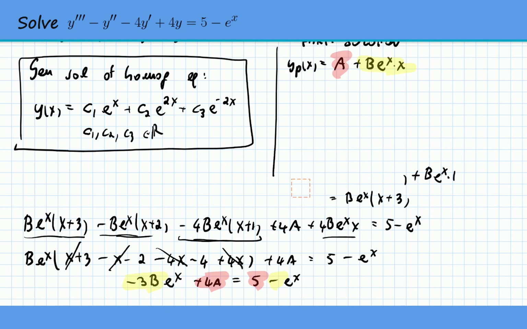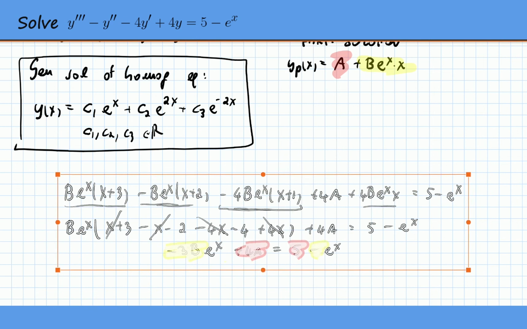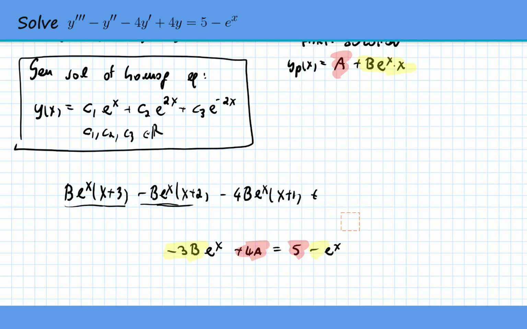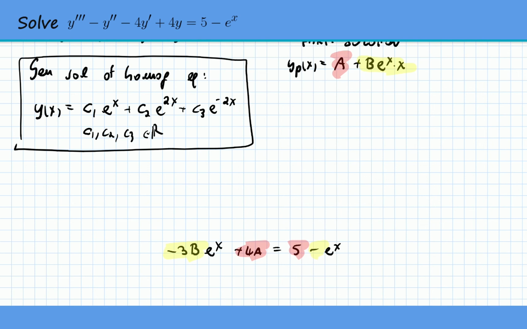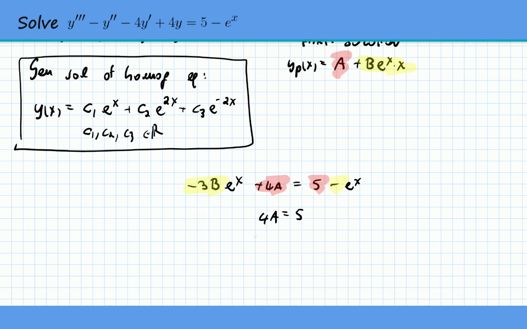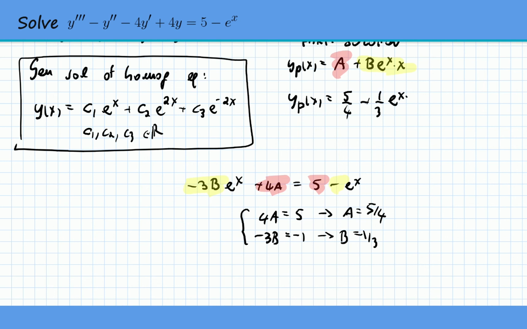So let's erase these previous computations. And actually all of this, you can pause the video if you need to look at them. But we obtain that 4a must be equal to 5 and minus 3b must be equal to minus 1. So a is 5 over 4 and b is 1/3, meaning that my particular solution is a, which is 5 over 4, plus b, so plus 1/3 e to the x times x.